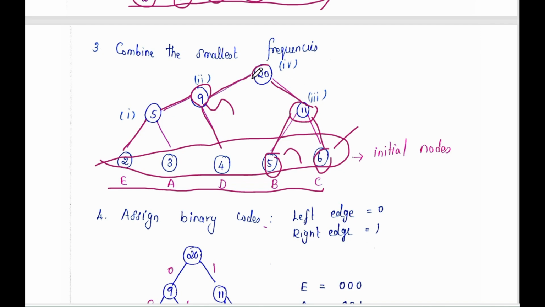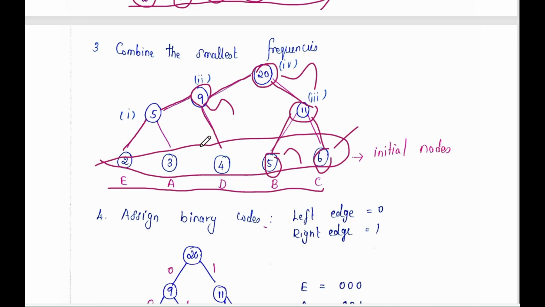So repeat this step until we reach the root node of the Huffman tree, right? Only one node is remaining. So finally, what is the value? 11 plus 9, that is 20. This is the complete binary tree. This binary tree is called the Huffman tree here. So this binary tree is helpful to make the Huffman code, right? So that's why this binary tree is called the Huffman tree.